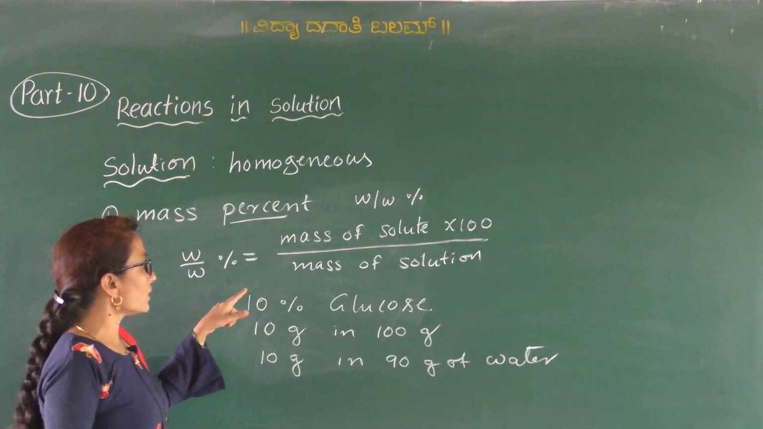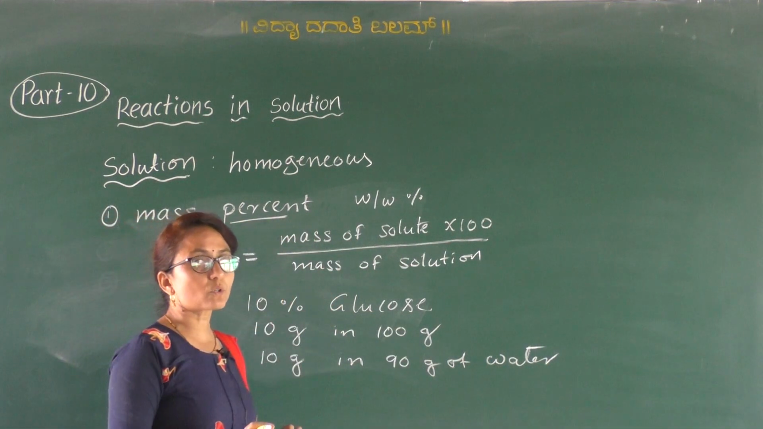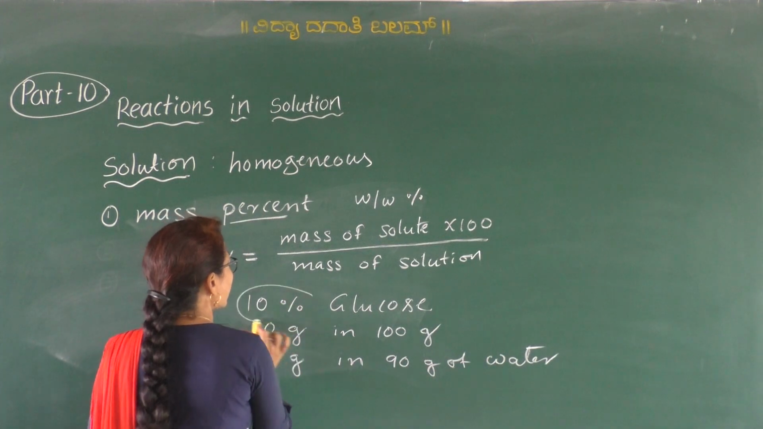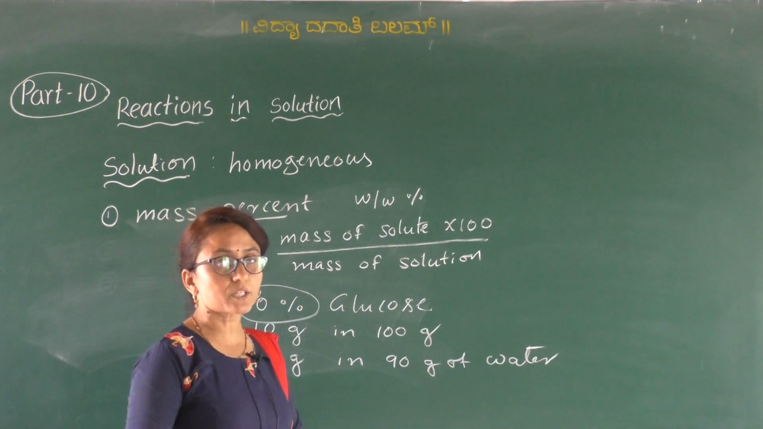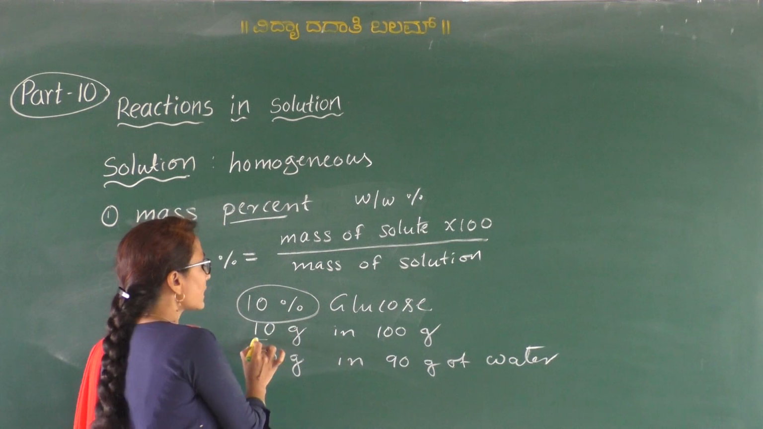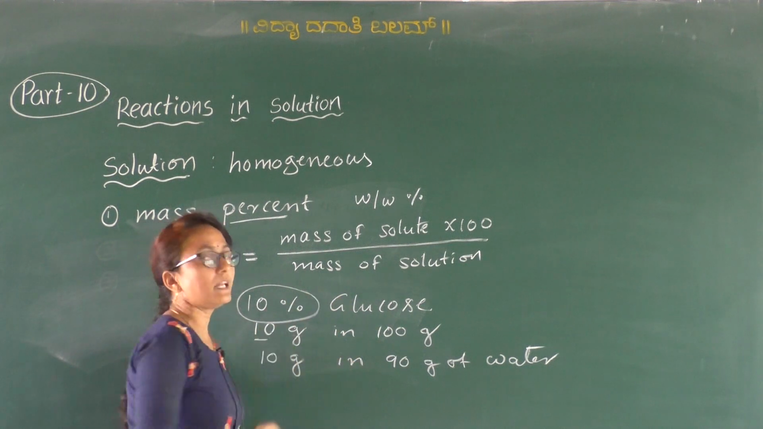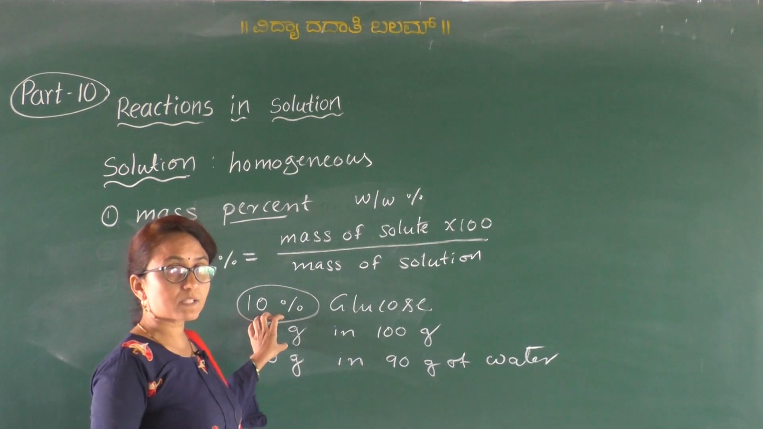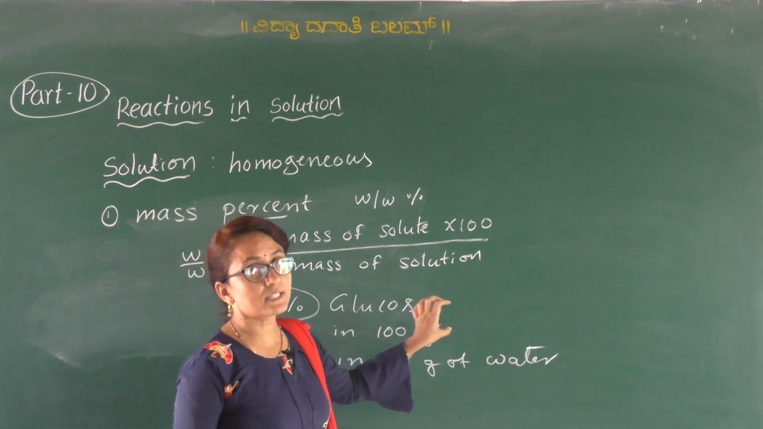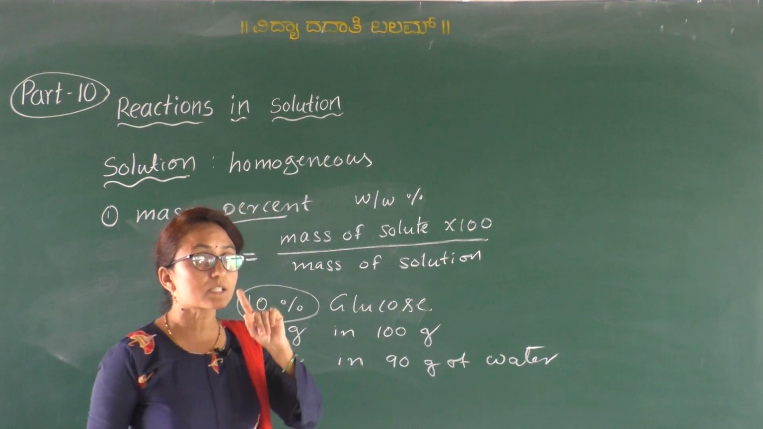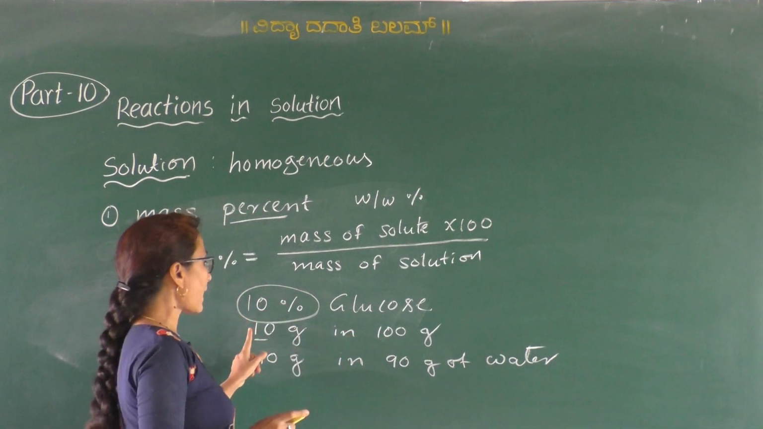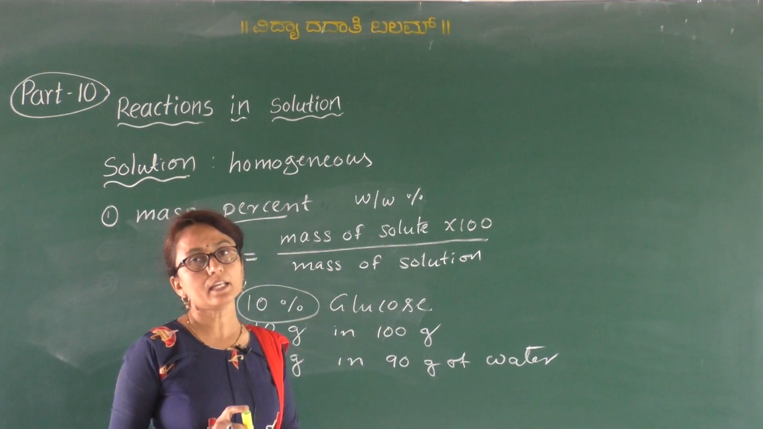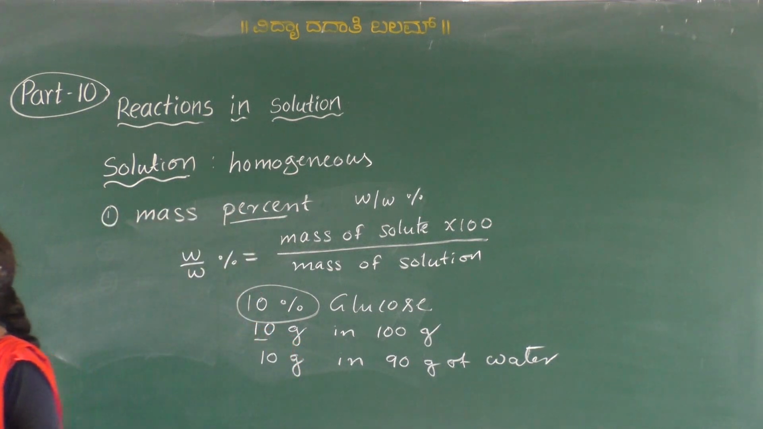Clear? So therefore, when a problem mentions a 10% solution, that means 10 grams of solute is present in 100 grams of the solution. So the mass of solute is 10, the mass of the solution is 100 grams, and the mass of the solvent is 100 minus 10, that is 90 grams. Okay, so now consider one example.